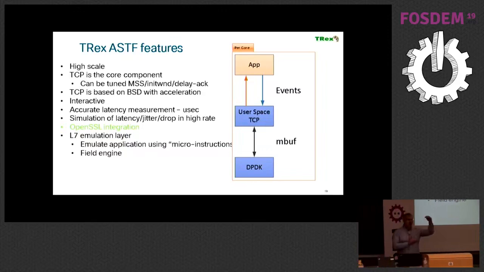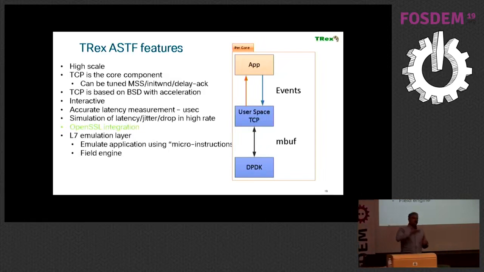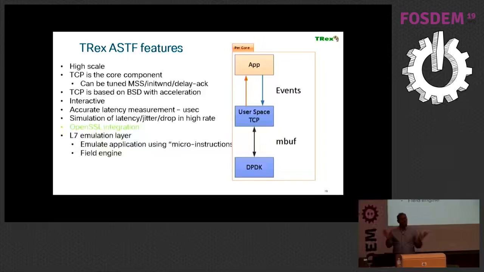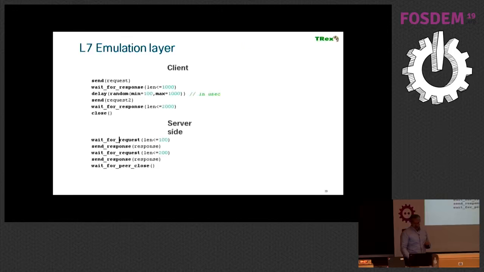Okay, so there is a layer of emulation of application on top of a TCP stack, on top of DPDK, and everything is event-driven. Every core has an event-driven loop, no thread, nothing, no locks, no interaction between them. It's only messaging between the cores. And by that, we can reach really high scale. This is an example for the emulation layer.